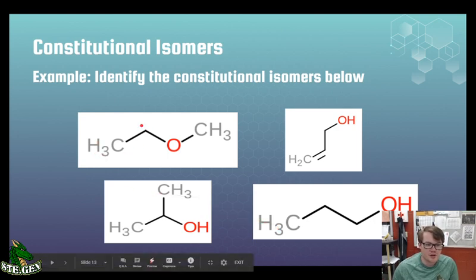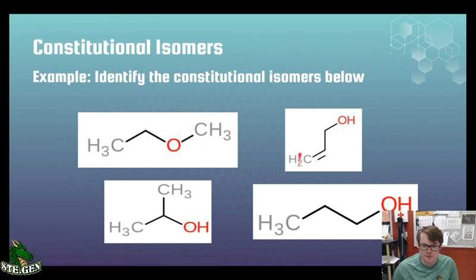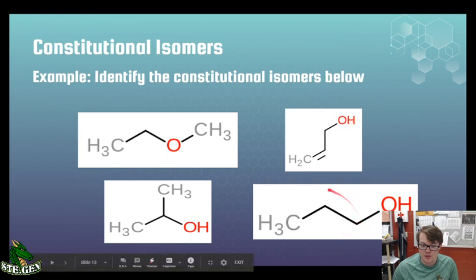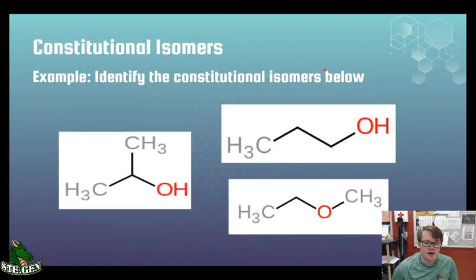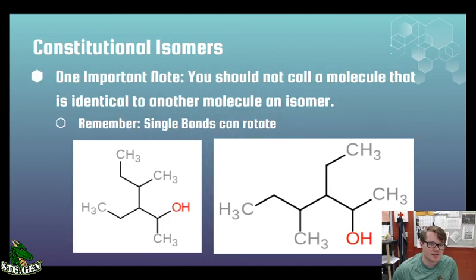So here I've got 8 hydrogens, and here I have 6, and then 8, and 8. So these three are all constitutional isomers, and this one is not. All three of those will be constitutional isomers because they're made out of the exact same pieces.